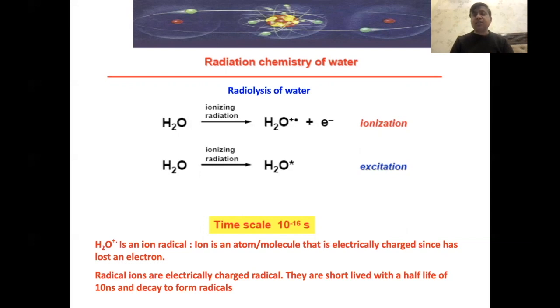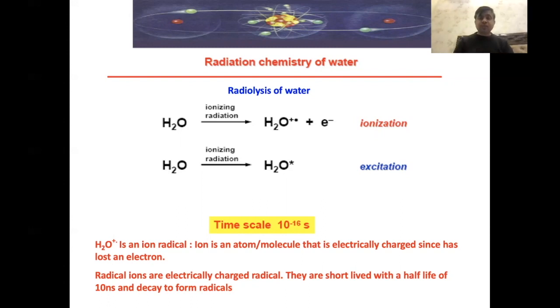If you want to directly observe these processes, you require more sophisticated and sensitive techniques. Otherwise, there are indirect ways through which you can understand the basic free radical chemistry that takes place in the radiolysis of water. Now, this H2O positive ion, which is called an ion radical, is an ion or an atom or molecule which is electrically charged as it has lost one electron. This radical ion is very short lived, with a half life of 10 nanoseconds, and it will decay to form a radical. So if the timeline is 10 nanoseconds, it means that it is very reactive and it will react with the surrounding molecules.